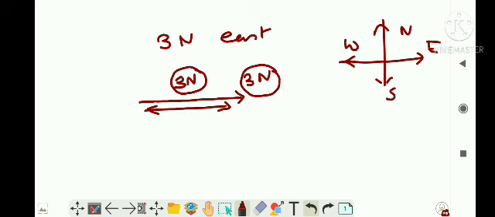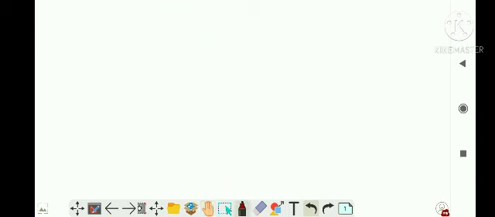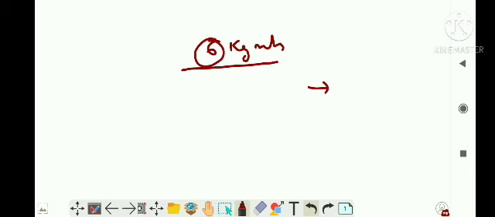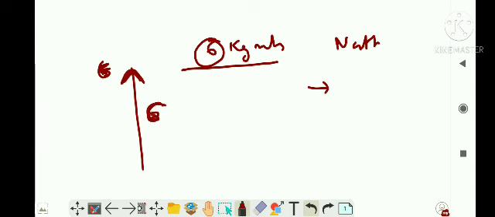So what is the actual way of writing it? Let me give you another question. Suppose you are given a momentum of 6 kilogram meter per second, and the direction is given as north. So how do you draw it? In place of 6, I am supposed to write the magnitude here, and the direction is given by the arrow. This is the head, this is the tail.